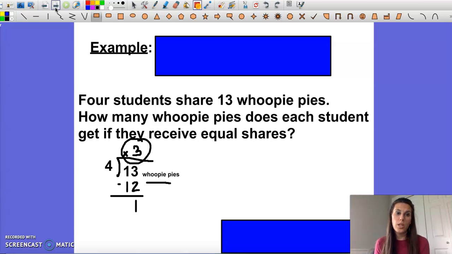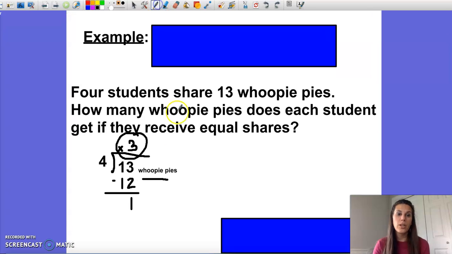So in this situation, there are 4 students. They're sharing 13 whoopie pies. How many whoopie pies does each student get if they receive 3 equal shares? So when we do the math, you'll get an answer of 3 and you'll have a remainder of 1. And well, what is that 1 remainder? It is 1 whoopie pie. So go ahead and whisper it to me. What do we do with that 1 remaining whoopie pie?